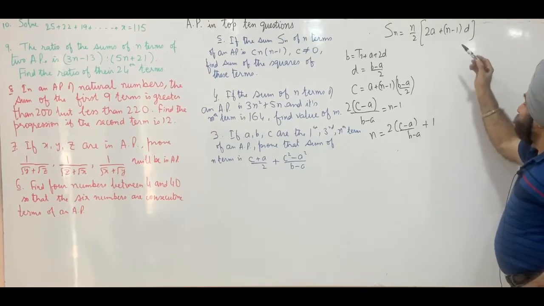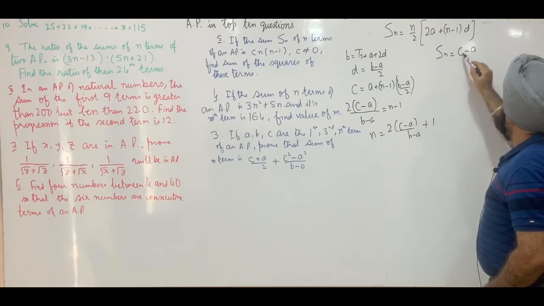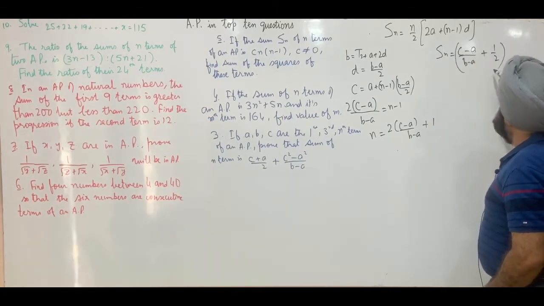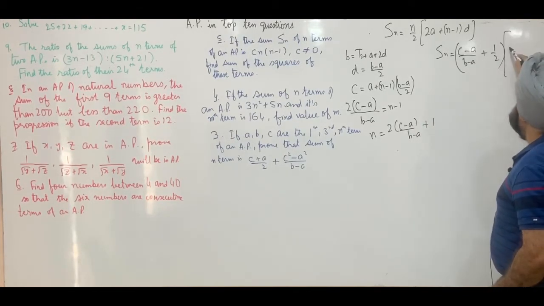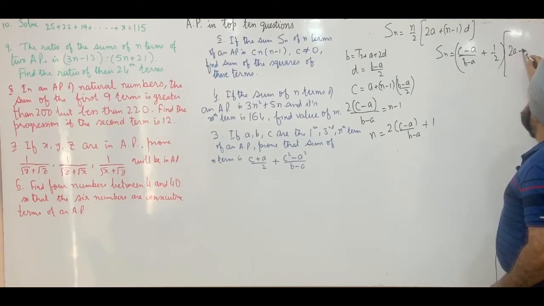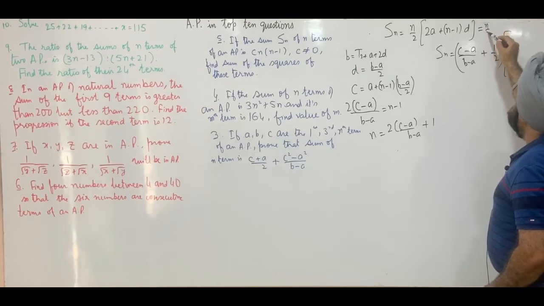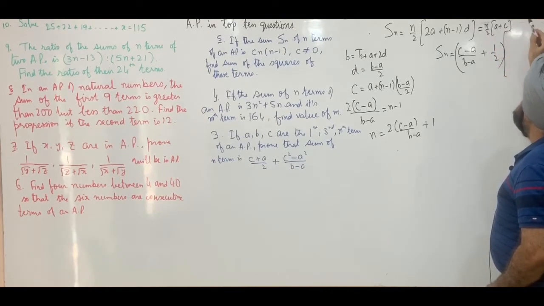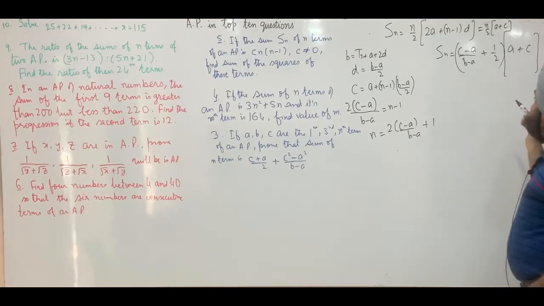We substitute these values here. So sum of n terms is n by 2, that's (c minus a) upon (b minus a) plus 1 by 2. This whole divided by 2, then into 2a plus (n minus 1) into d, or we can use first term plus last term here, n by 2 into first term a plus last term c. So this is n by 2 into first term plus last term. This will get us the answer.